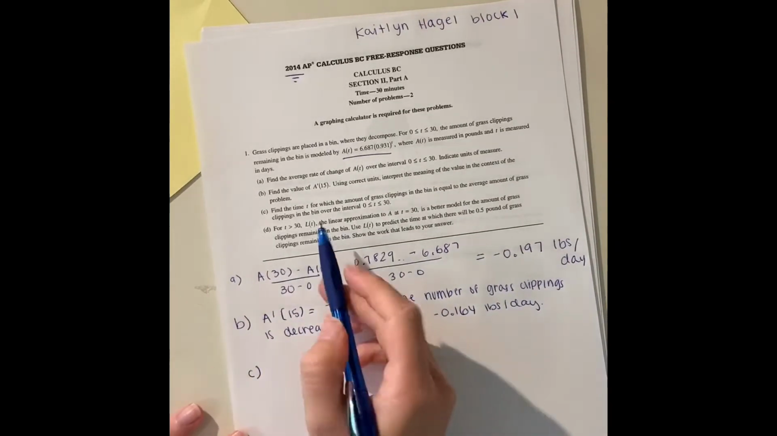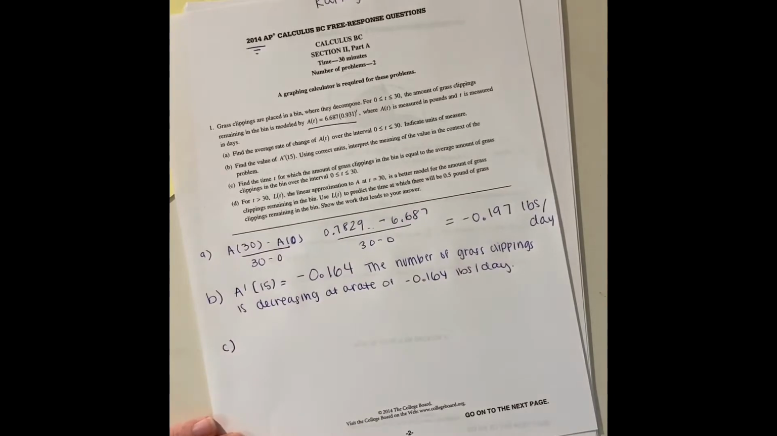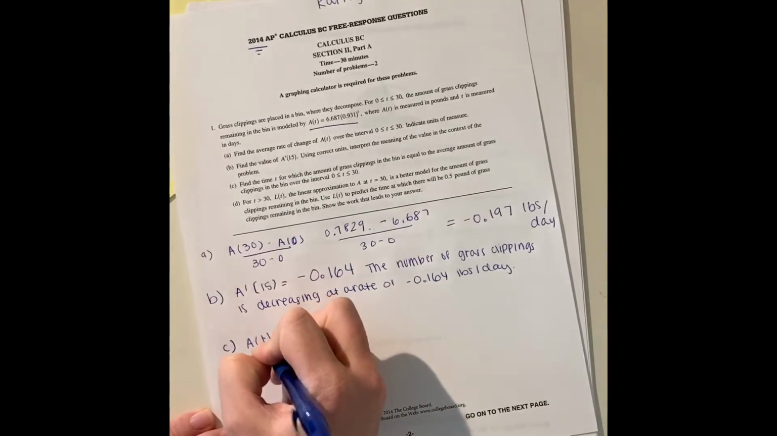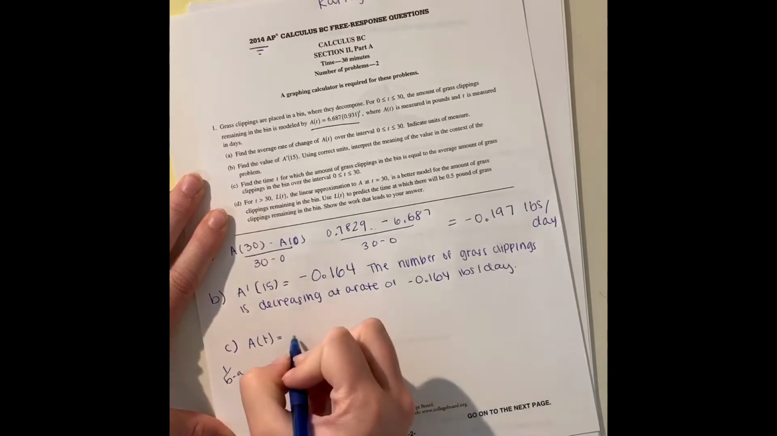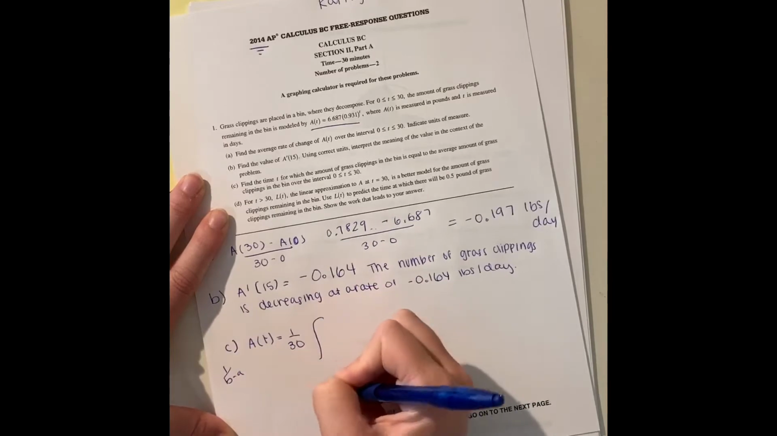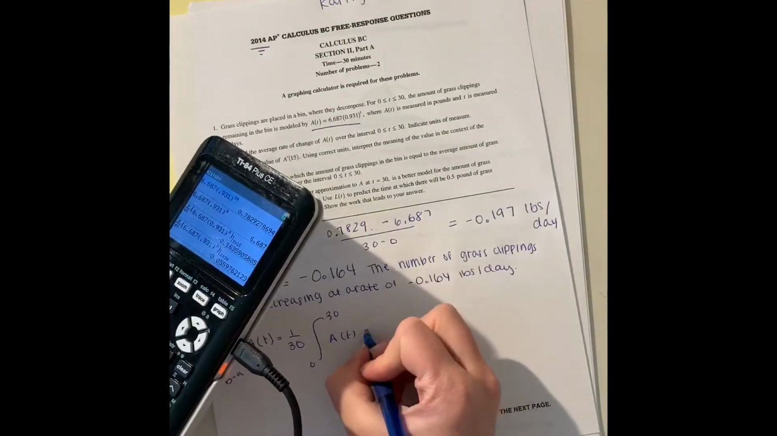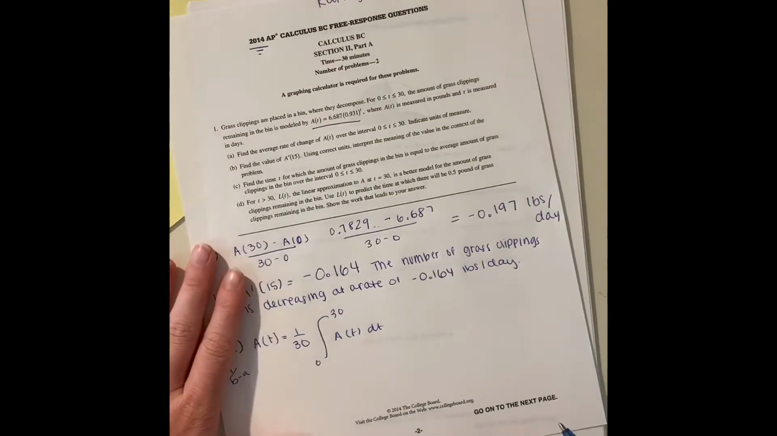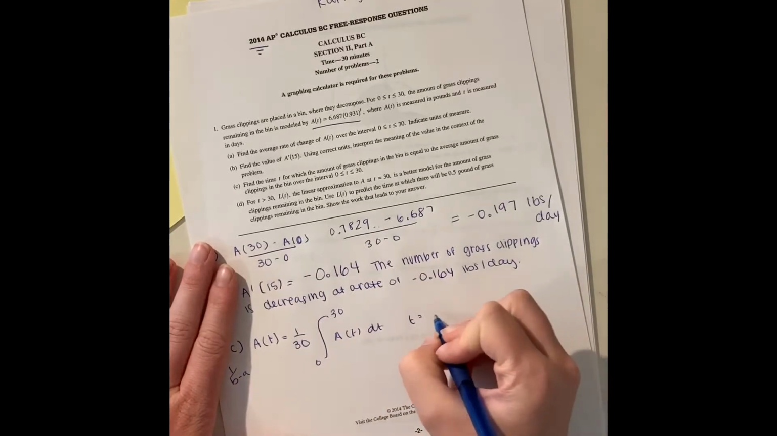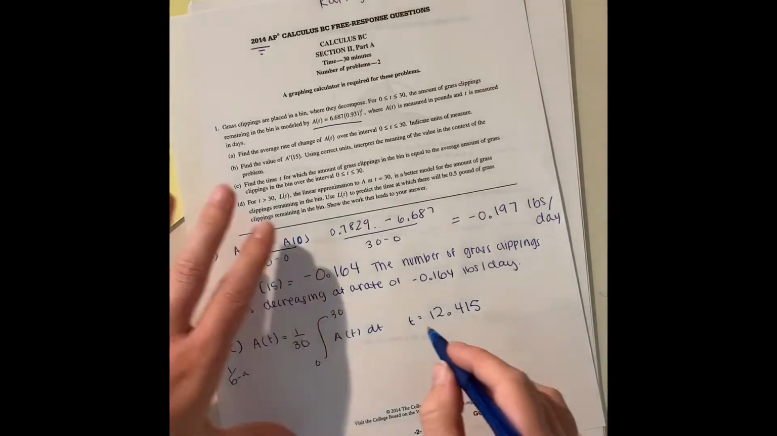Okay, part C. Find the time for which the amount of grass clippings in the bin is equal to the average amount of grass clippings in the bin over the interval 0 to 30. To do that, we'd use an integral. So A of t equals, we have to add the average change in there, so 1 over b minus a, which would make it 1 over 30, times the integral from a to b, 0 to 30, of A of t dt. And I plug that into my calculator down here. If you plug that into your calculator, you would get that t equals 12.415. And that's your answer.